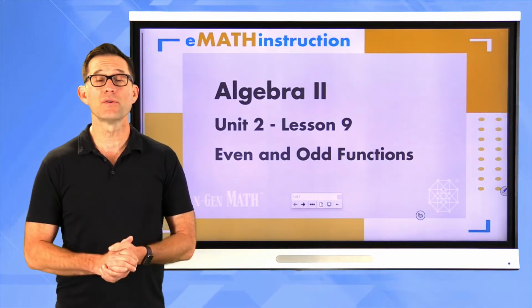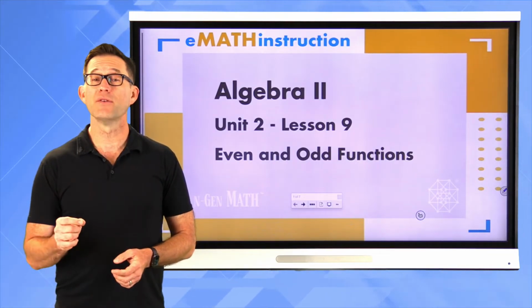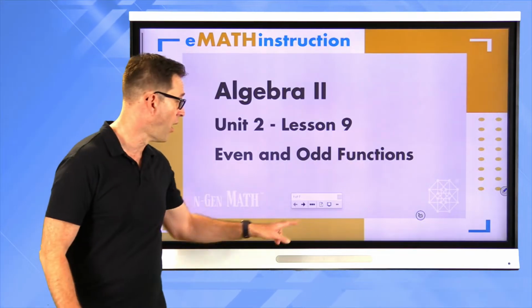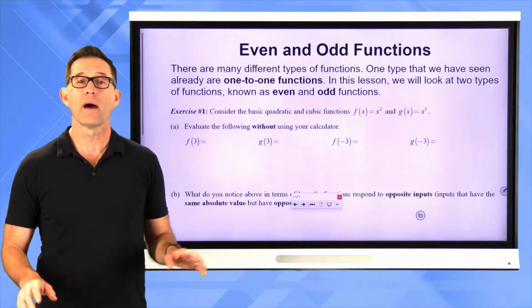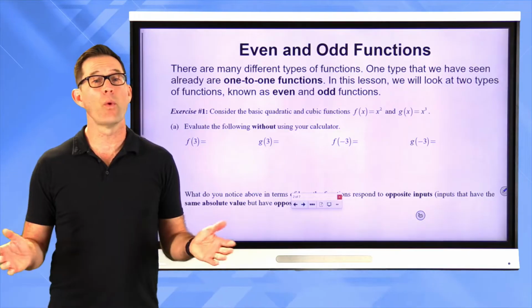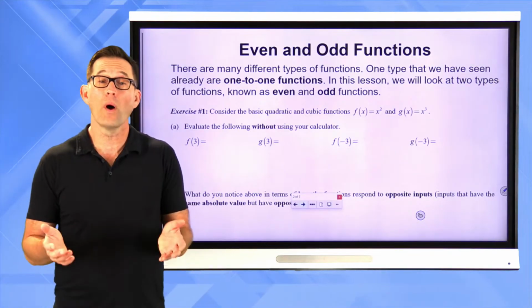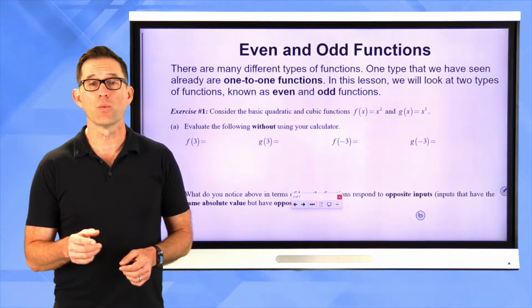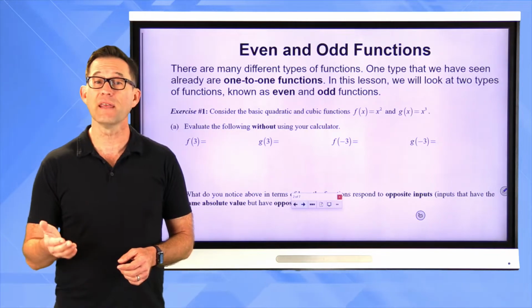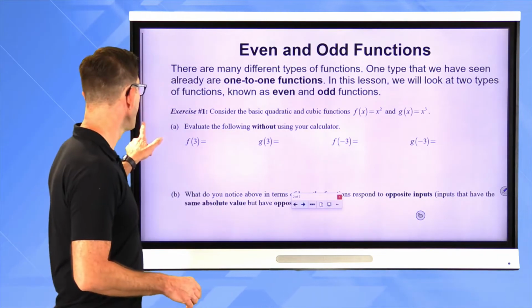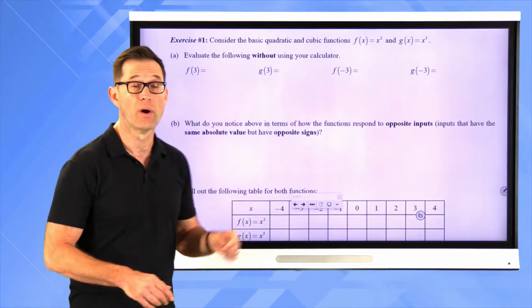So this should be a new topic for you, and let's jump right into it and talk a little bit about what even and odd functions are. Now, there are many different types of functions. One type that we've seen already are one-to-one functions. In this lesson, we'll look at two types of functions known as even and odd functions. And we'll see them right away in exercise 1. So let's take a look.